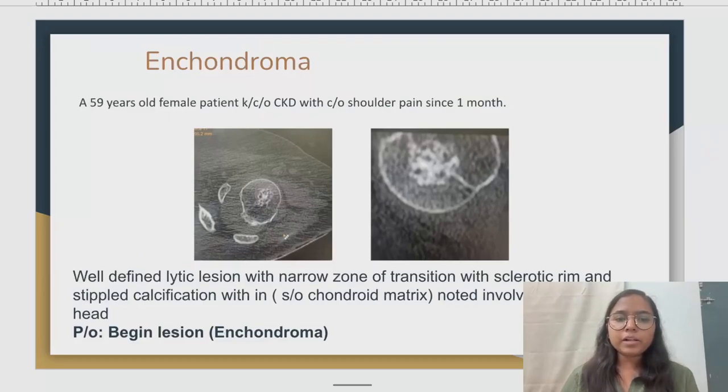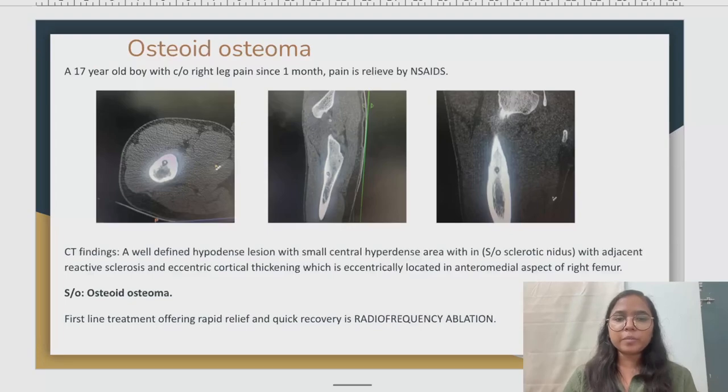Enchondroma: 59-year-old female patient, known case of CKD, with the complaint of shoulder pain since 1 month. Well-defined lytic lesion with a narrow zone of transition with a sclerotic rim and stipple calcification within, suggestive of the chondroid matrix, noted involving the left humerus head, possibility of enchondroma, benign lesion.